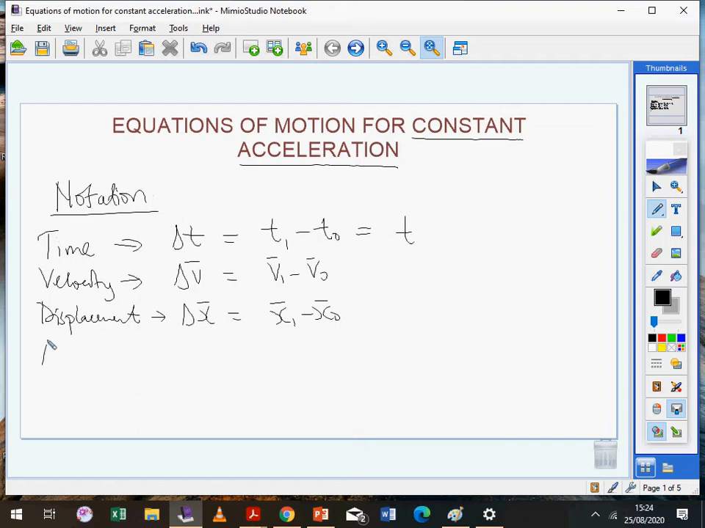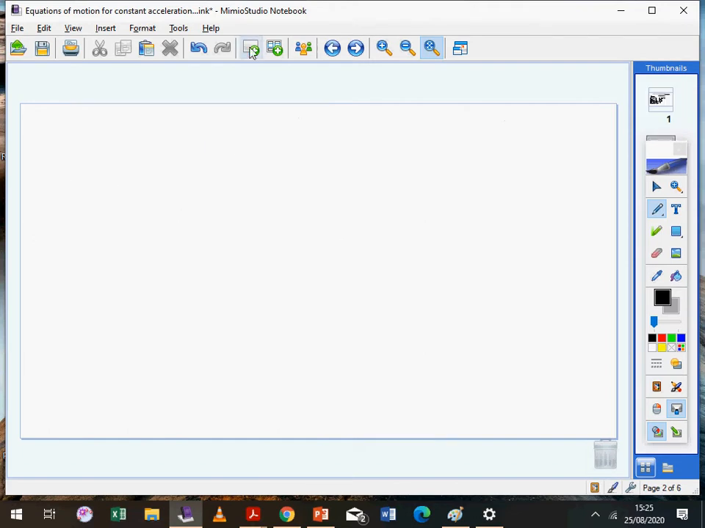And I said at the beginning, we're going to consider acceleration to be constant. So we won't be having any changes in acceleration. We're just going to be using a symbol a. It's a vector quantity. Now, these equations are coming from the basic ideas that we have about motion. We know for sure that velocity is the rate of change of displacement. We know that. Rate of change of displacement.